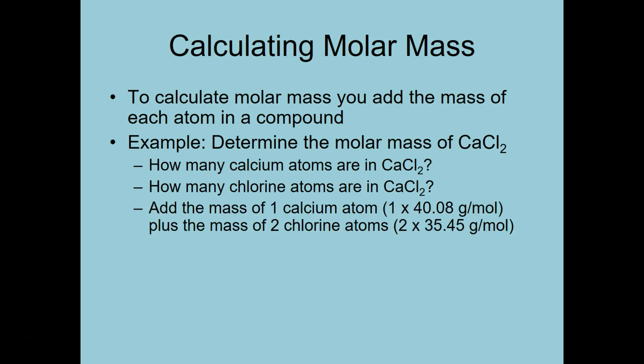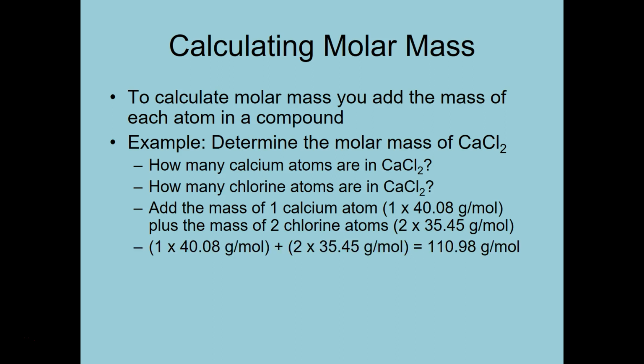So that means whatever our mass of chlorine is, we have to multiply it by 2 because we have 2 chlorines. So you're going to add the mass of one calcium atom, 40.08, plus the mass of 2 chlorine atoms, 2 times 35.45, and you are going to get 110.98 grams per mole. We always round to 2 decimal places.